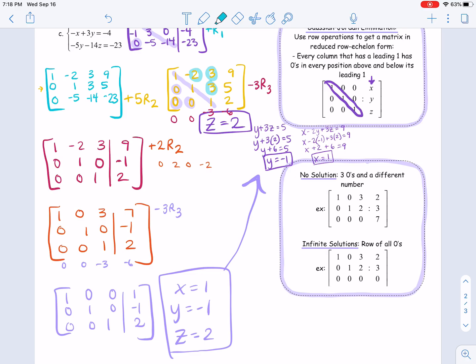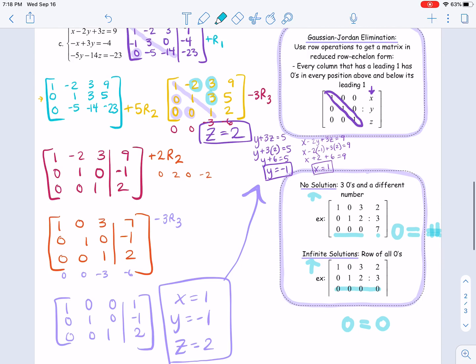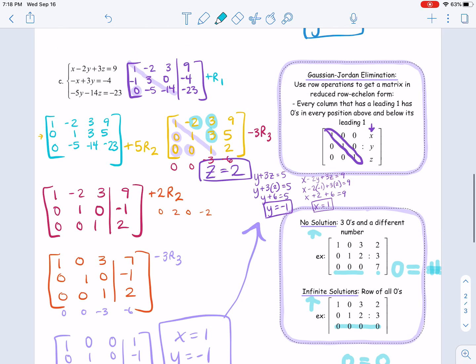So, if you get a matrix with 3 zeros and a number, you should know that that's representing 0 equals a number, which is a false statement, which means no solution. If you get a row of all zeros, then that means 0 equals 0, which is a true statement, which means infinite solutions.